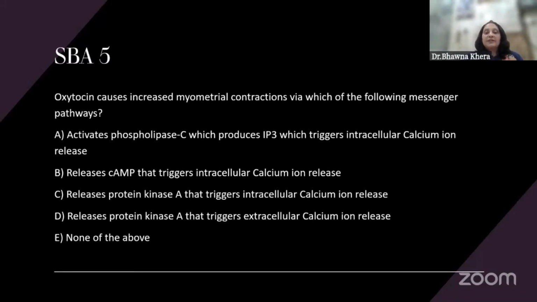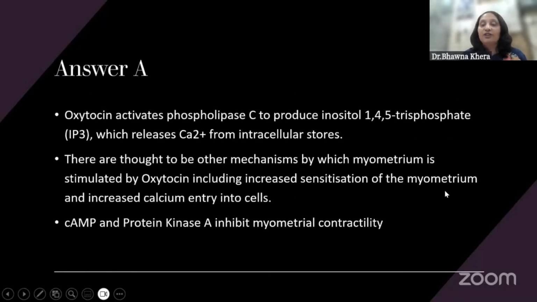The calcium needs to enter the cell to stimulate the muscle contraction. So how can the calcium enter? It activates the phospholipase C and it produces the IP3, inositol triphosphate, which triggers the intracellular calcium ion release. So oxytocin activates phospholipase C to produce inositol 1,4,5 triphosphate, which releases the calcium from the intracellular stores.